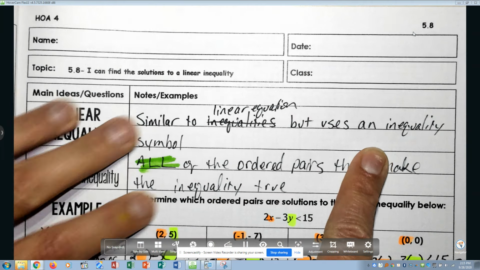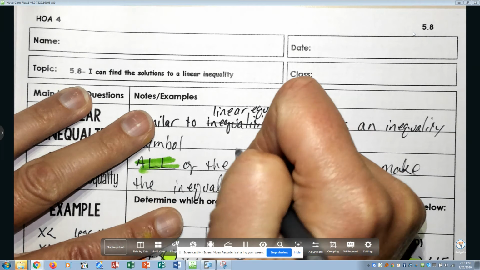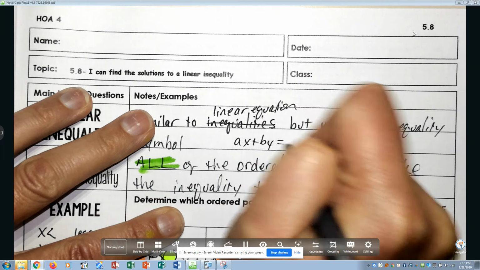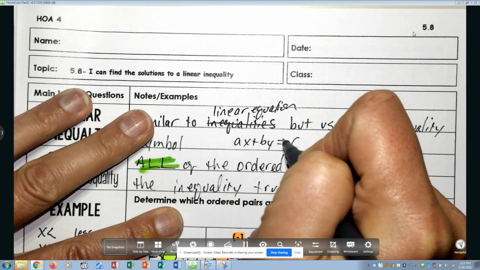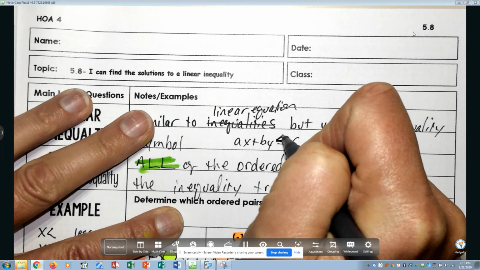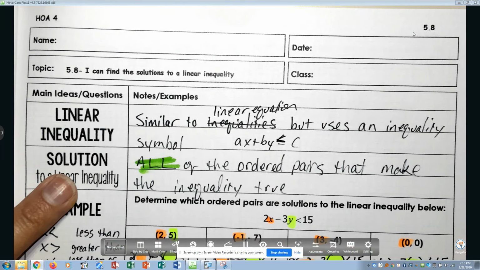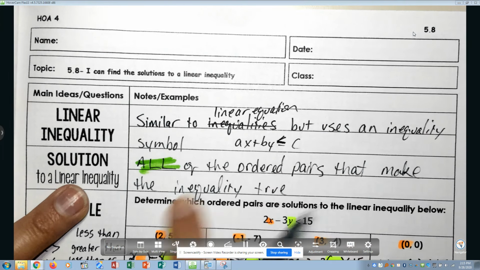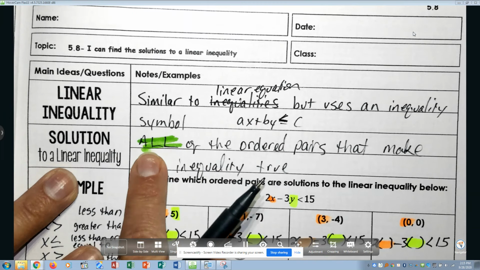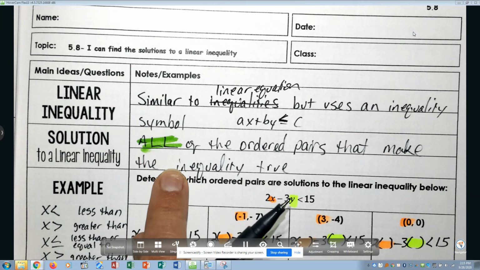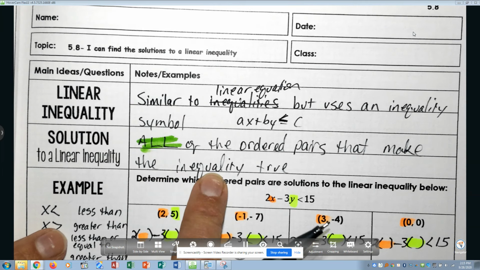Okay, so a linear equation, let's say, is ax plus by equals c, right? That's a linear equation. A linear inequality would have an inequality sign here instead. So that's the only difference. So what is a solution to a linear inequality? A solution would be all the ordered pairs that make the inequality true.